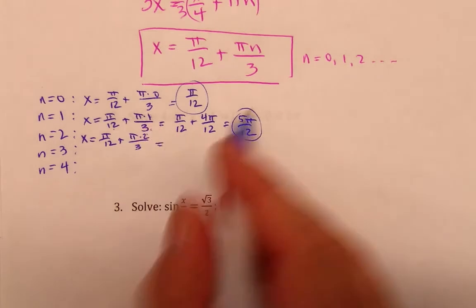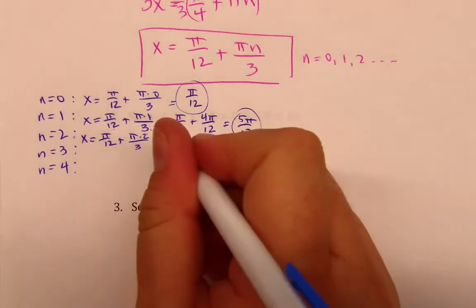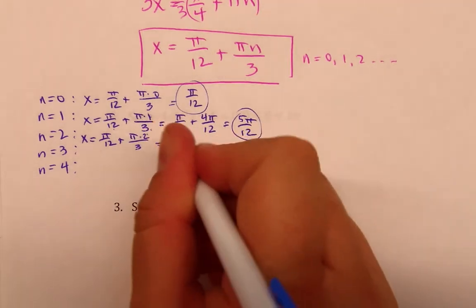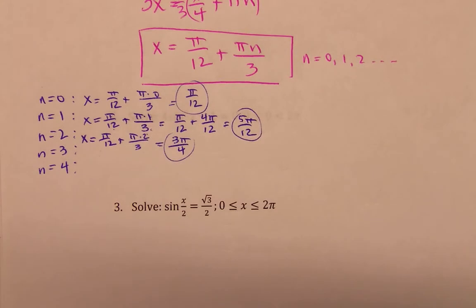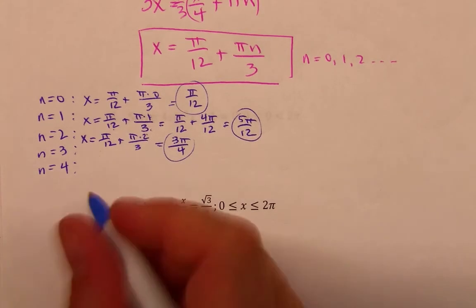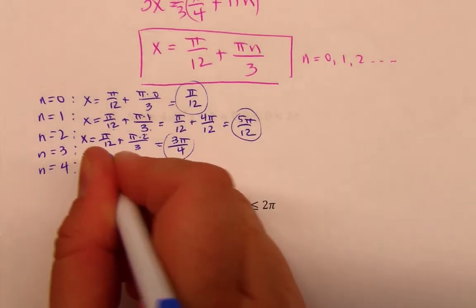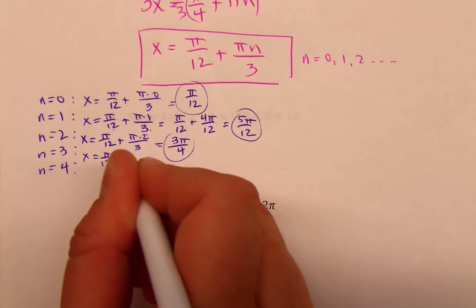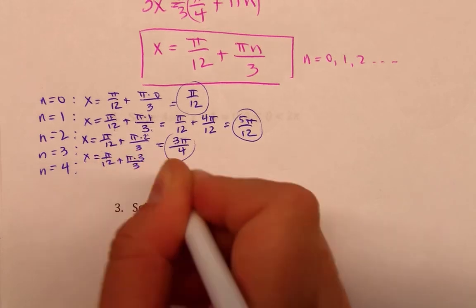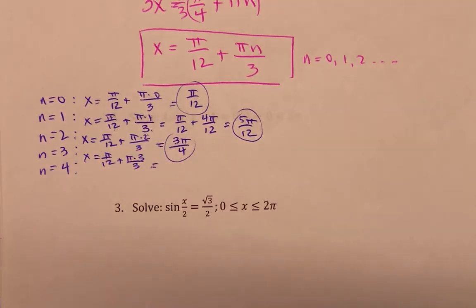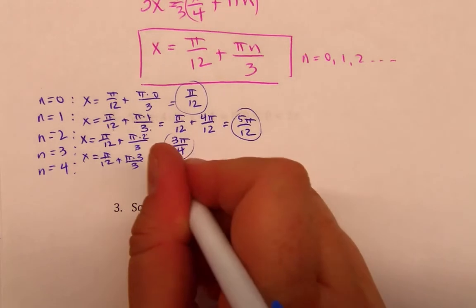And I'm not going to go through all of this work every time. If we simplify this, we get 3 pi over 4. That's still less than 2 pi, so we're still good. I can do it again. x equals pi over 12 plus pi times 3 over 3, and that'll give me 13 pi over 12.